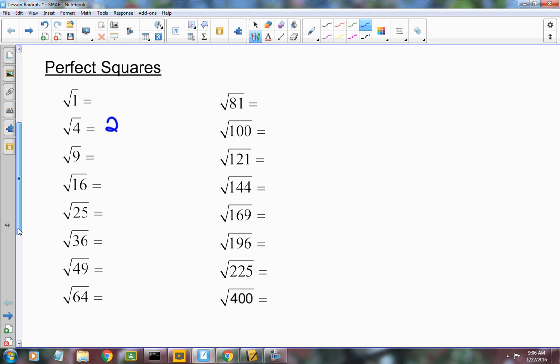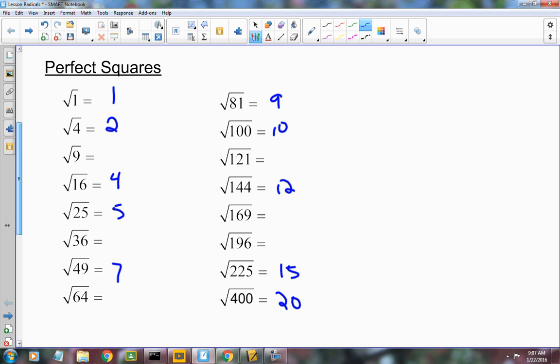What is the square root of 100? 10. How about the square root of 81? 9. How about the square root of 49? 7. Square root of 25. Already talked about that one. 5. Square root of 1. Square root of 16. What about the square root of 400? 20. Think about it. 20. I skipped some right there. What's the square root of 225? 15. I skipped some in between there. How about 144? 12.